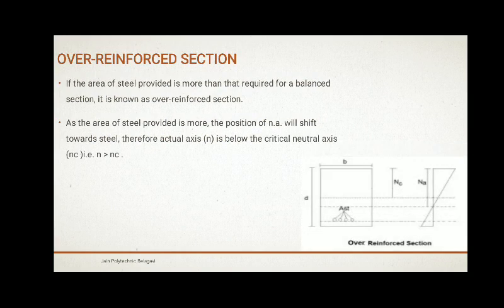Next, coming to over reinforced section, that is the opposite of under reinforced section. If area of steel provided is more than that required for a balanced section, then it is known as over reinforced section. So as area of steel provided is more, the position of neutral axis will shift towards steel. Therefore, neutral axis is below the critical neutral axis. Here you can see in the figure.